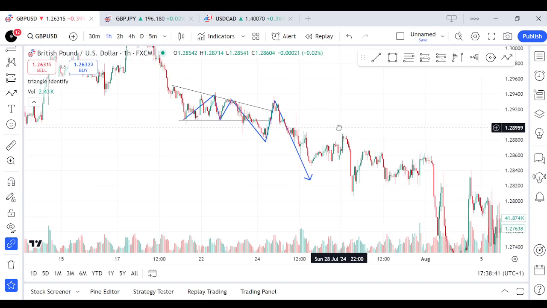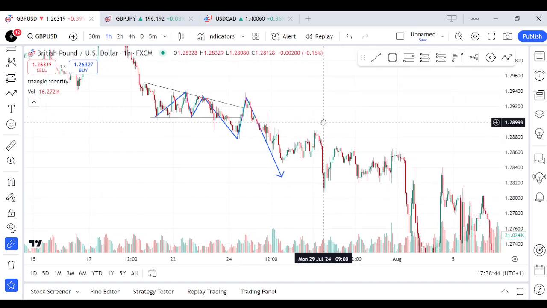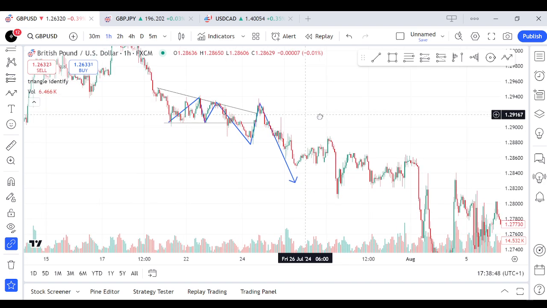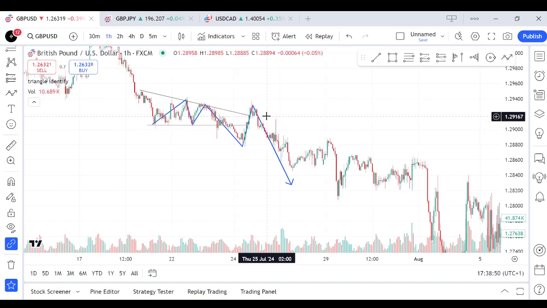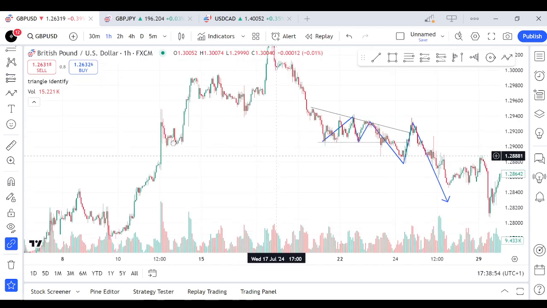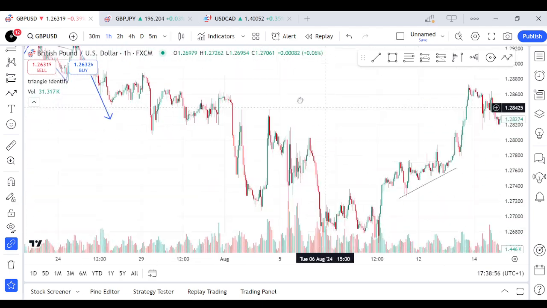Not all patterns give this retest, but most of them do give retest, and retest acts as a confirmation before the final move to the downside. But it doesn't work. It's not all of them that have this retest.